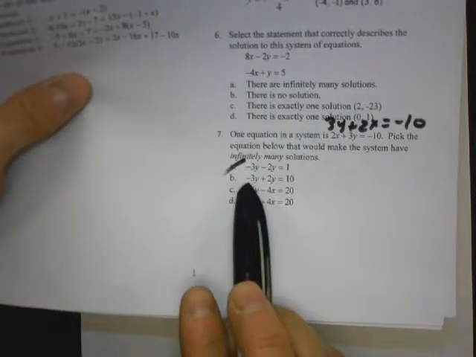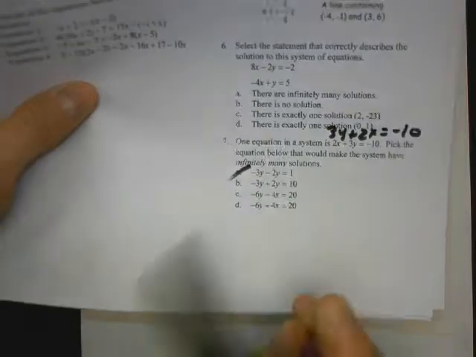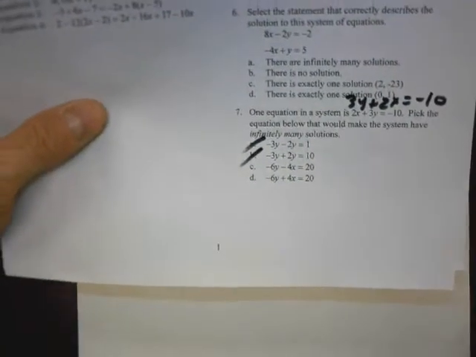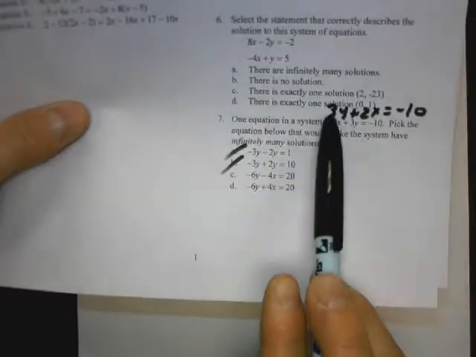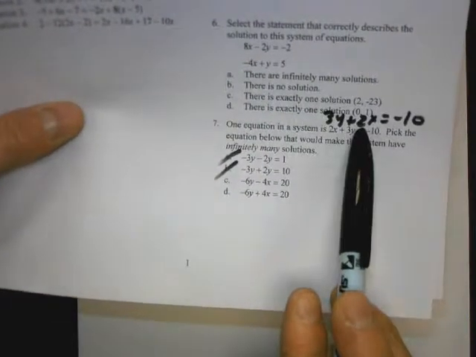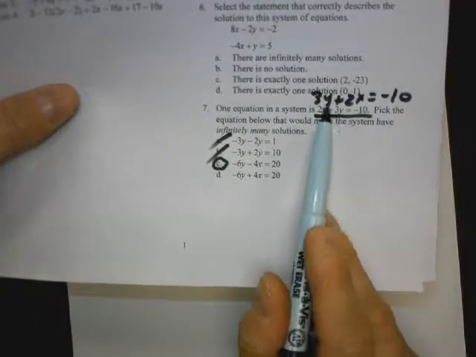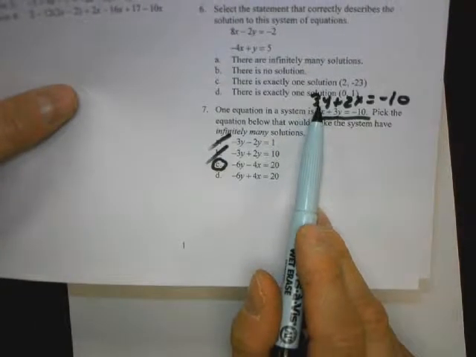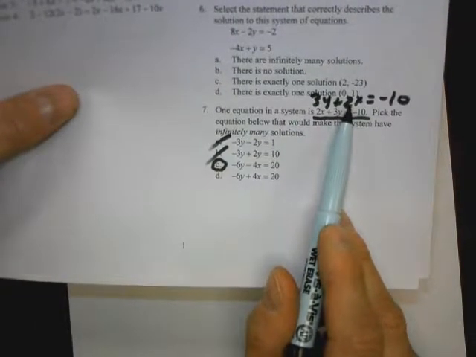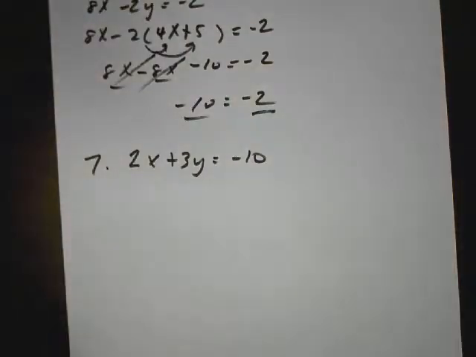Number 2, multiplied by -1. Did not multiply by -1. You have to do the exact same thing to everything, right? That's the multiplication property of equality. C, multiplied by -2. Multiplied by -2. Also multiplied by -2. This equation will have infinitely many solutions with this one. And D shouldn't work. Let's see why. D, multiplied by -2. Multiplied by +2. That doesn't work. So answer is C for number 7.